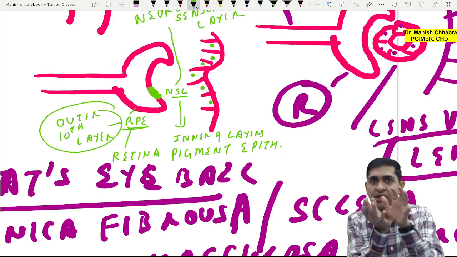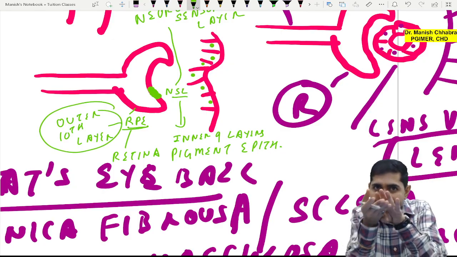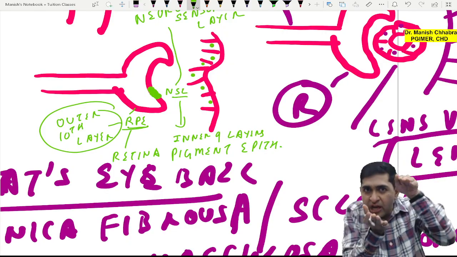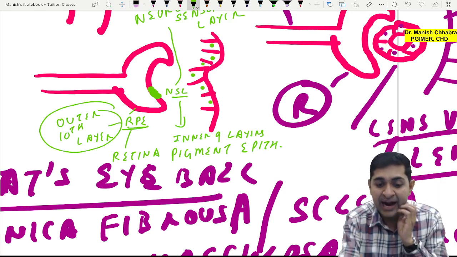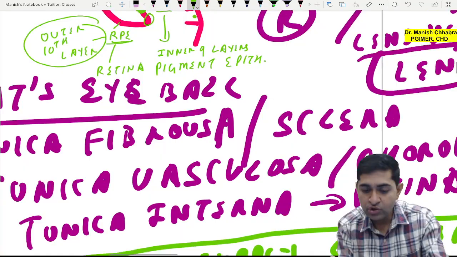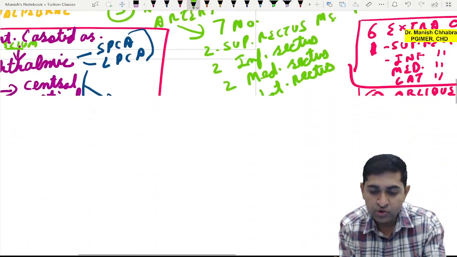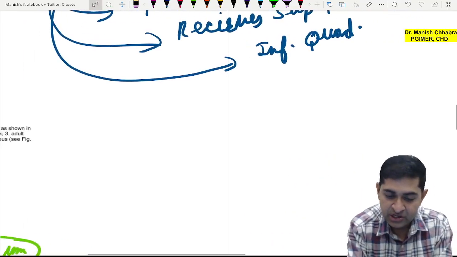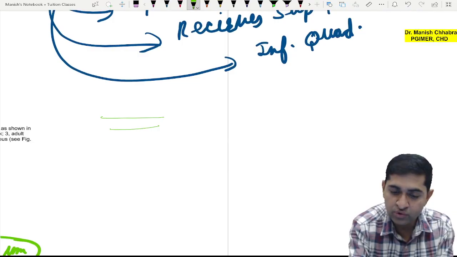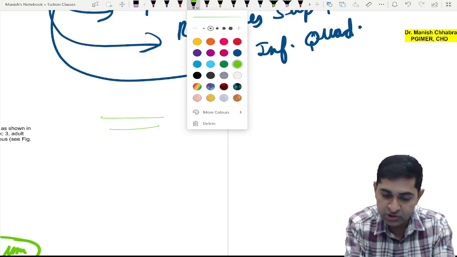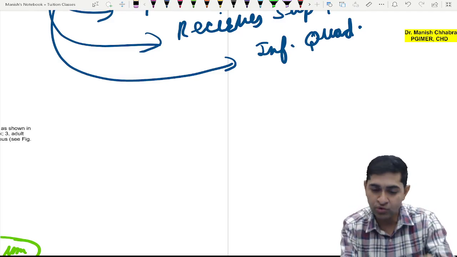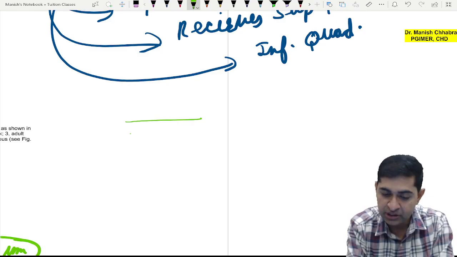Now the optic cup: inner layer neurosensory layer, outer layer pigment epithelium. So they proceed forward, and at the periphery they are going to form which structure? They are going to form the ciliary body. Now I am going to explain it here where I have space. So this is your cup. As I told you, you need to make your own notes. So don't think that I am writing everything on one page. You are going to make your own beautiful notes. So this was your optic cup.